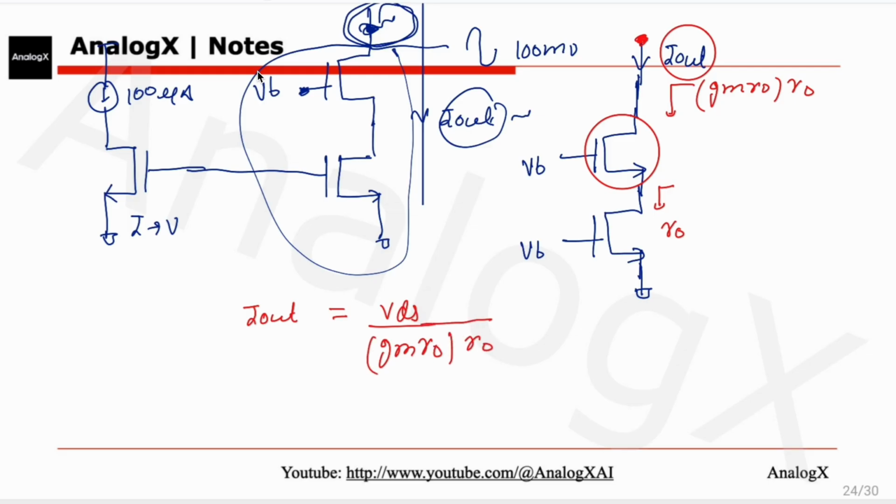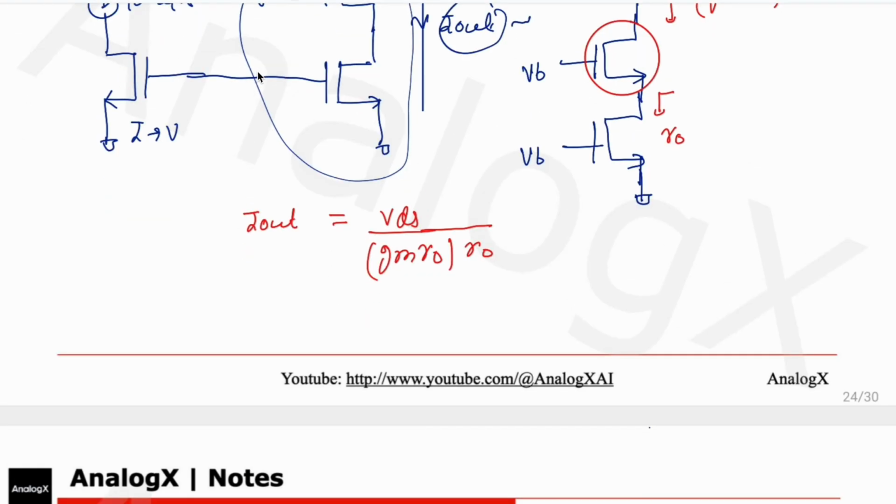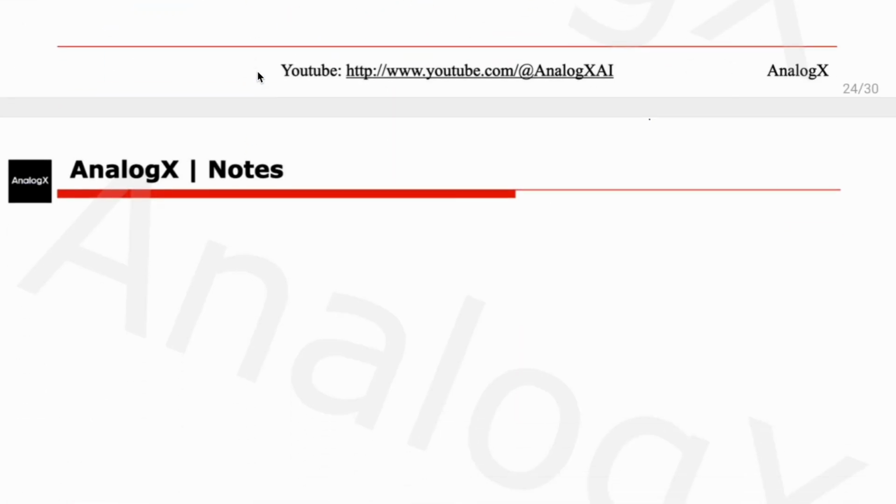Now again, our delta VDS is 100 millivolt, and we have to calculate gm R naught square. So this is equation 1. They have given some values, and we will use those.